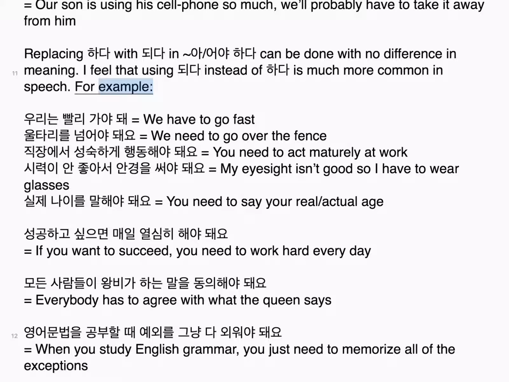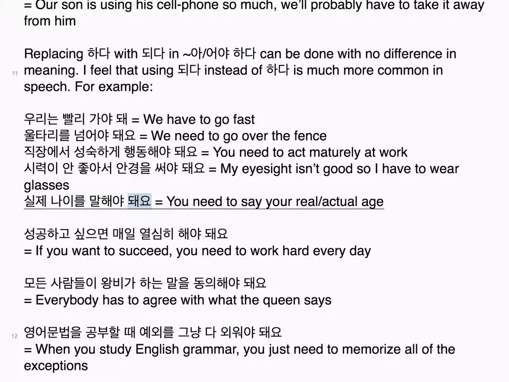For example, 우리는 빨리 가야 돼. We have to go fast. 울타리를 넘어야 돼요. We need to go over the fence. 직장에서 성숙하게 행동해야 돼요. You need to act maturely at work. 시력이 안 좋아서 안경을 써야 돼요. My eyesight isn't good, so I have to wear glasses.